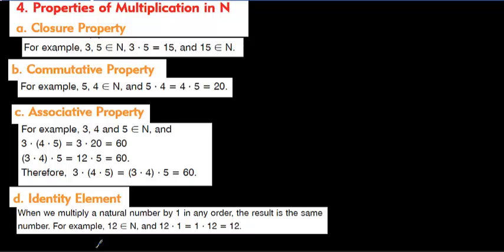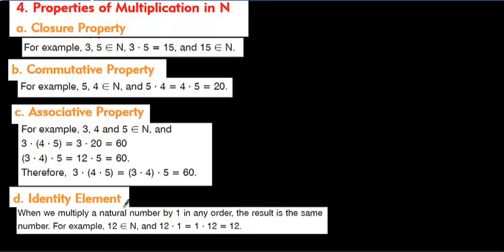Okay, properties of the multiplication in natural numbers. We know what is closure. The result must be in the natural numbers. When you multiply two natural numbers, the result is again in the natural numbers, so closed. Commutative means you can change the places of the products. 5 times 4, 4 times 5, they are equal to each other. We know that's 20. And associative also we have, because 3 times 4 times 5 is equal to 4 times 5 is 20, and times 3 is equal to 60, or 3 times 4 is equal to 12, and times 5 is equal to 12 times 5 is equal to 60.